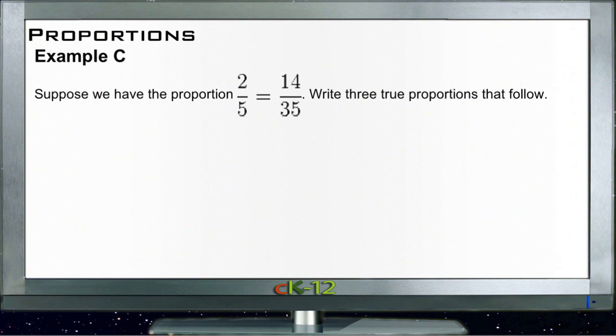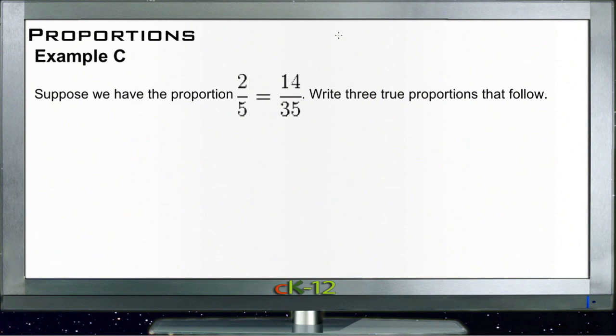All right, let's take a look then at example C. Example C says, suppose we have the proportion 2/5 is equal to 14/35. Write 3 true proportions that follow. Well, certainly one way to get a true proportion would just be to multiply one of these other ratios by 2 or 3 or whatever top and bottom.